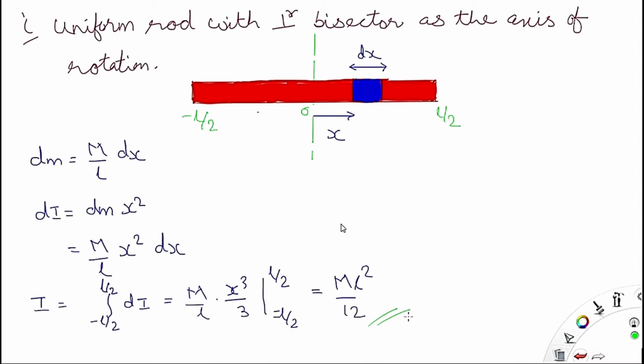So in GATE we just have to remember the formulas. We don't have to remember the derivation, we have to remember only the formulas.